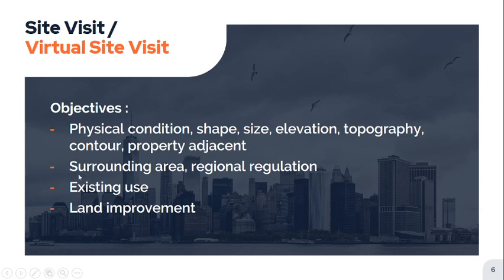We need to observe also the surrounding area and understand the regional regulation. Third one is the existing use. If there's a building on top of the land and it's not the highest and best use, there will be a cost to demolish the building. Third is the land improvement. Does the property already have fences, and what improvements are on the land? So we can calculate that also. It will give a different indicative value also.